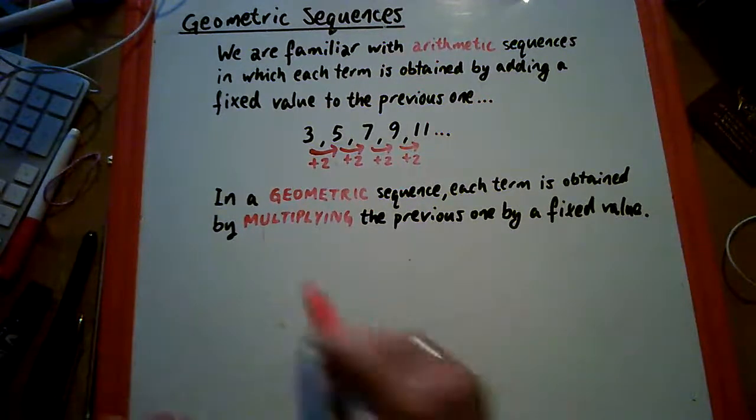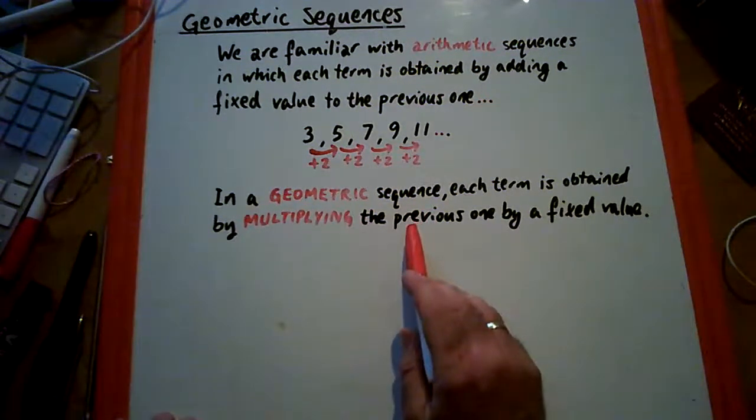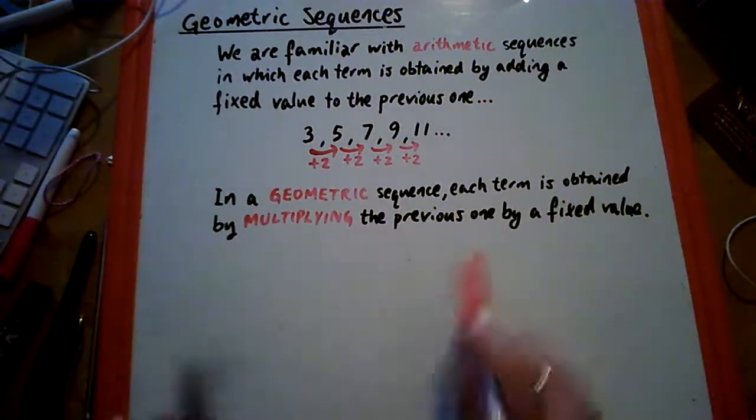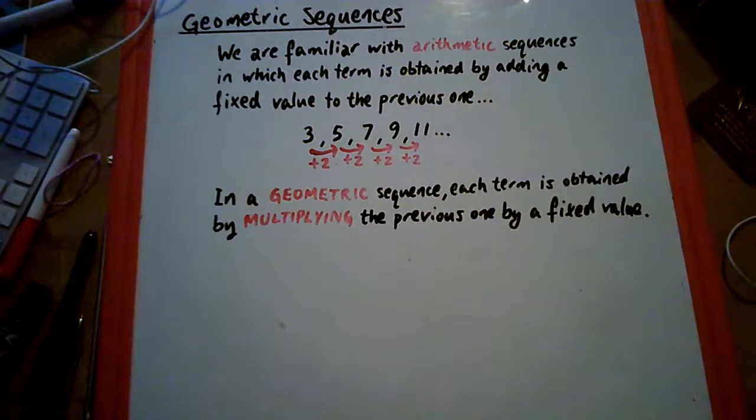But we're going to talk about geometric sequences. And in a geometric sequence, each term is obtained by multiplying the previous one by a fixed value.